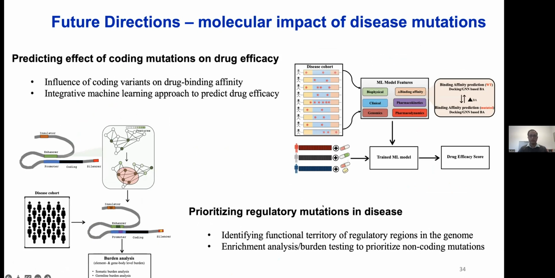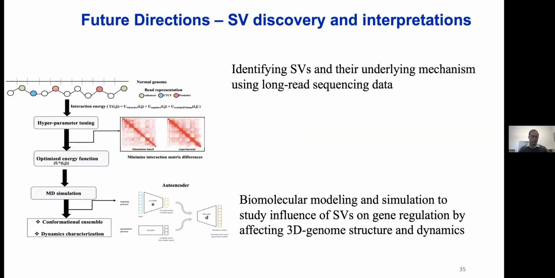There's a lot of work that needs to be done in the non-coding space, trying to build accurate models to identify underlying functional motifs of these non-coding regions and understand how these non-coding mutations might be playing a role in cancer progression. I'm also interested in building methods to identify these structural variations accurately, which I was telling you earlier is a little bit challenging, but with long-read sequencing data, it's possible to do a much better job. So I'm interested in building those kind of methods.